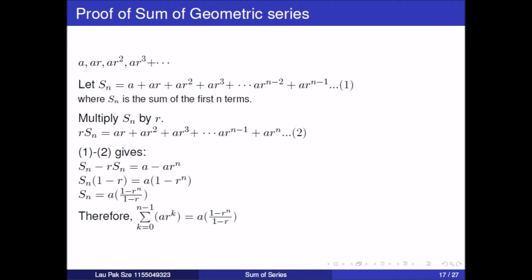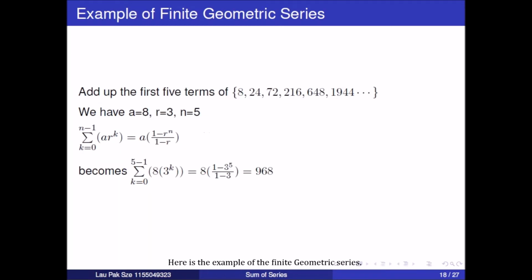After simple calculations, we have the sum of a geometric series equals a times the whole bracket 1 minus r to the power of n over 1 minus r. Here is an example of a finite geometric series. We want to add up the first 5 terms of the sequence. We find that a is equal to 8, r is equal to 3, and n is equal to 5. Then we plug the numbers into the formula, and we get 968.